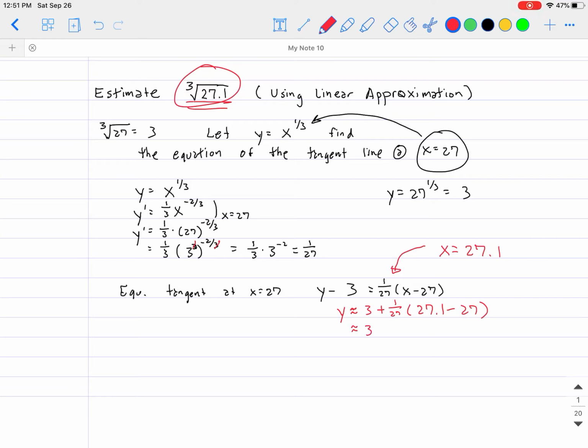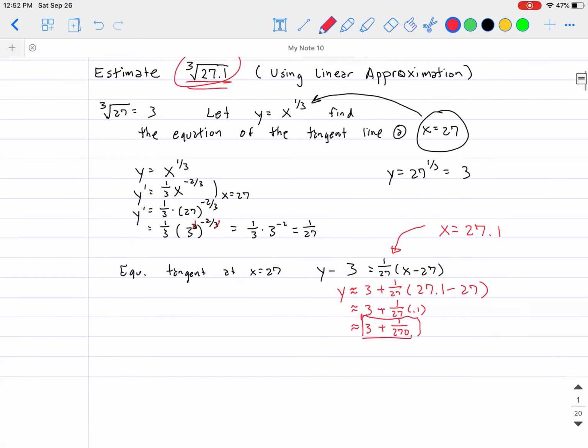So you can see how the 3 is definitely a part of the answer. And then plus whatever this residual is, that's going to be the amount that you have to increase in order to get to that approximation. So 1 over 27 multiplied by 0.1. So that is going to be equal to 3 plus 1 over, I guess we can write it as 1 over 270 then. Okay, so that is going to be our answer.